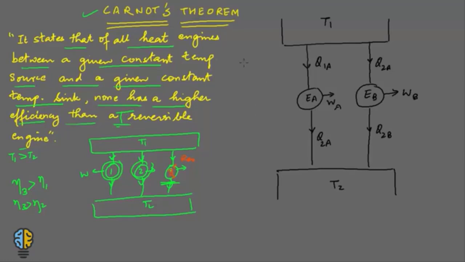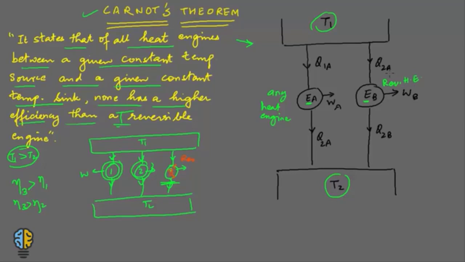And now let's have a look at this figure given to us. So it has two heat engines, engine EA and engine EB. They are working between the given source at temperature T1 and the sink at temperature T2, and again this assumption is valid, which is T1 is more than T2. Now let us say EA is any heat engine. So this is any normal heat engine. Alright, and EB is a reversible heat engine.